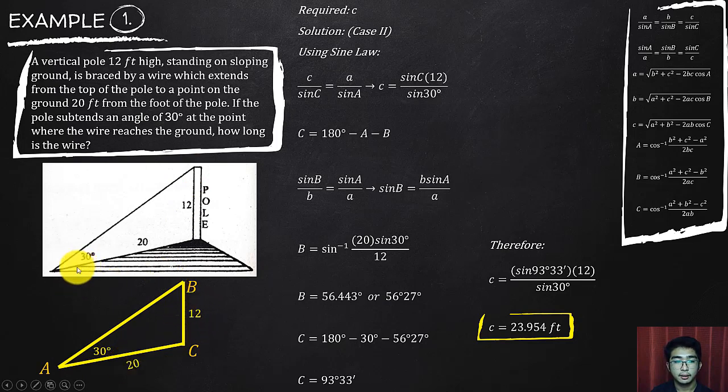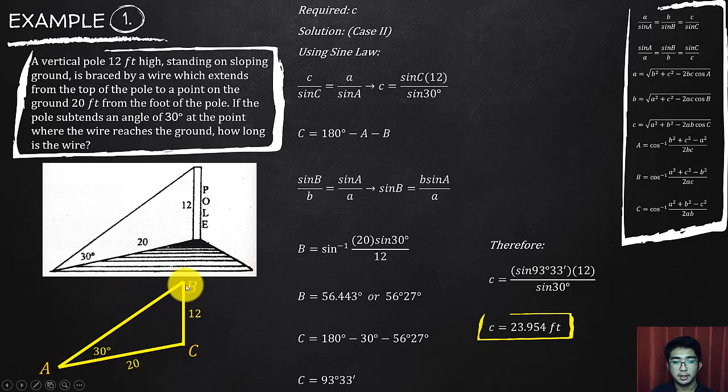And then the length of the position of the wire from the ground towards the foot of the pole, along the inclined surface of the ground, is 20 feet. That is actually your side B, because it's opposite angle B. Now, if you want to use other letters, it's up to you.